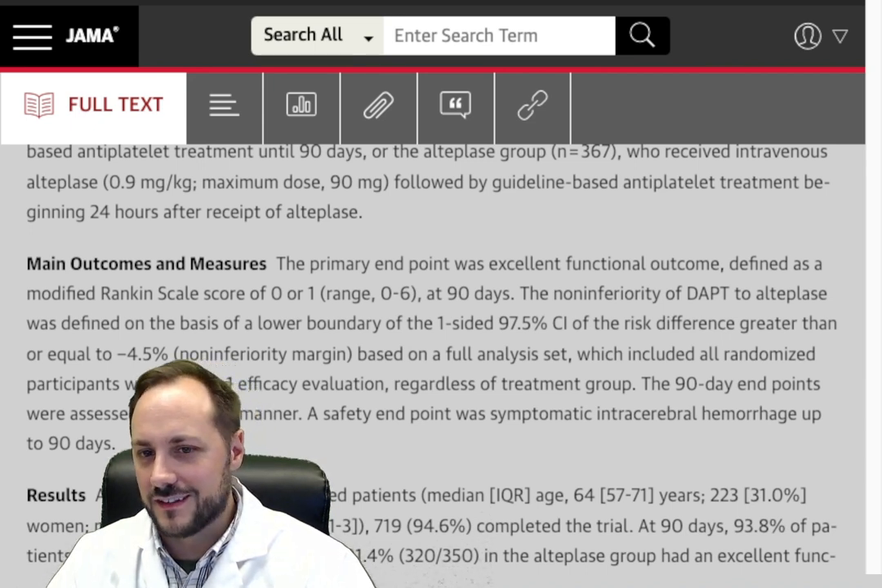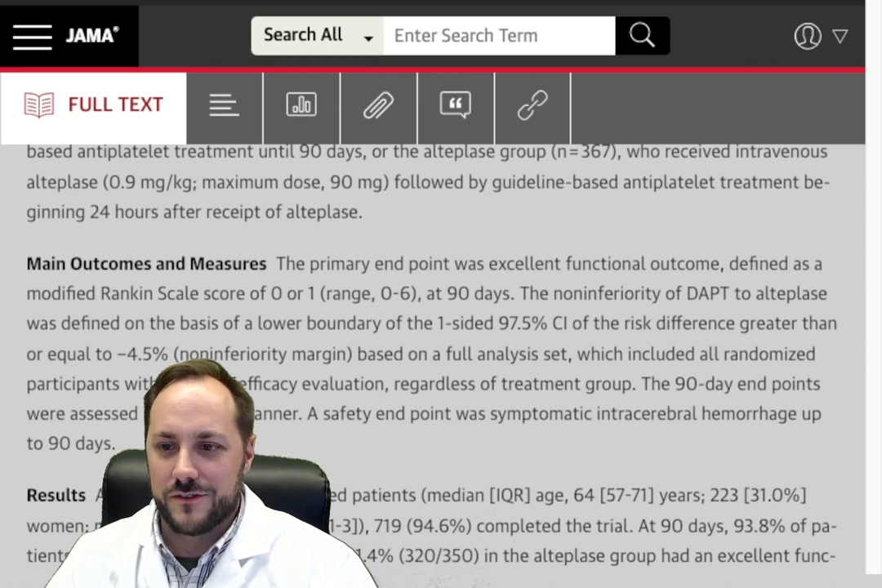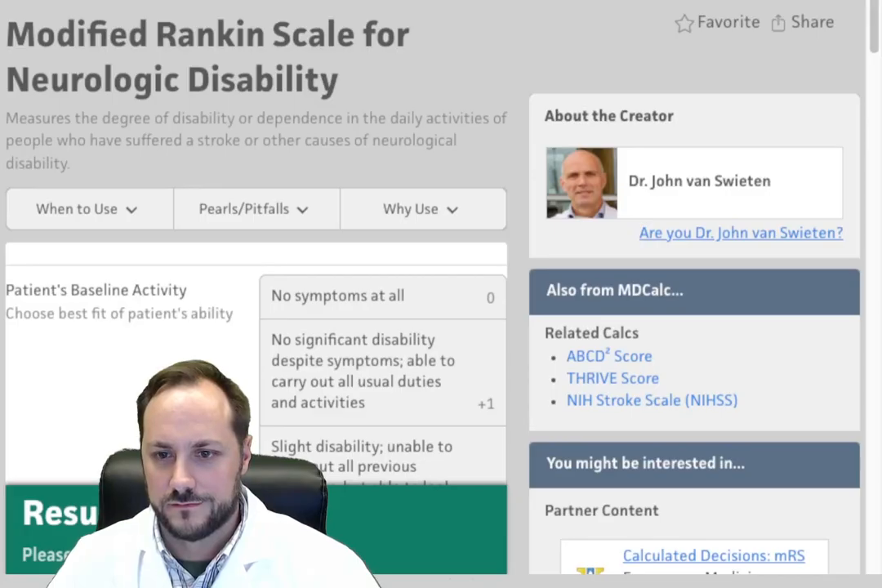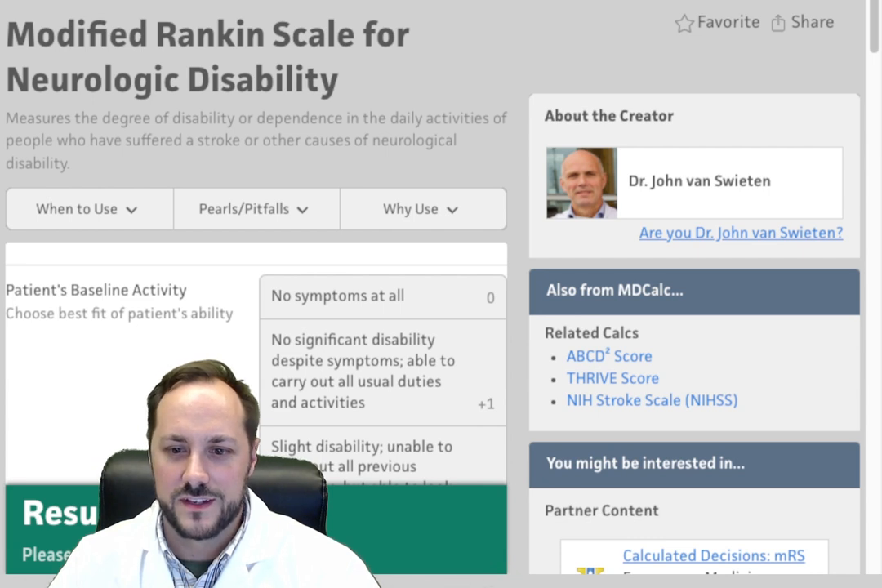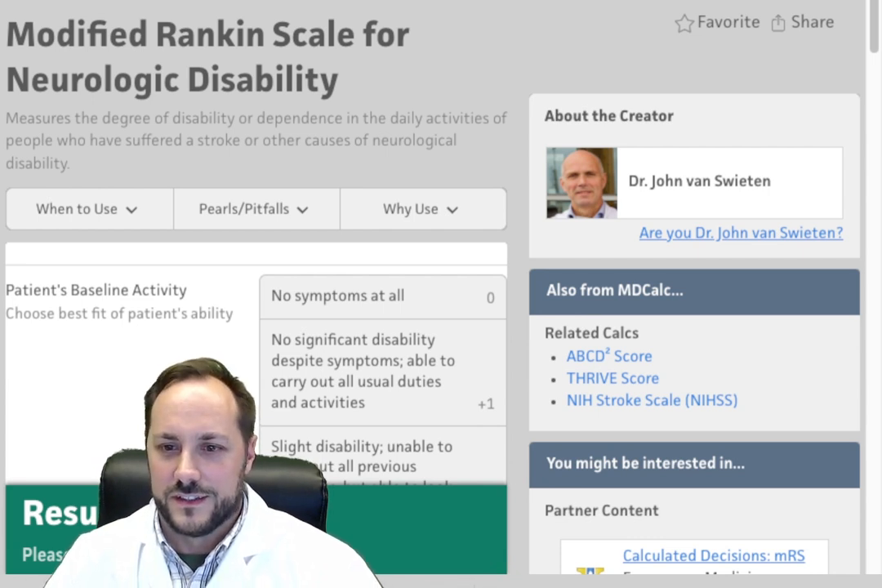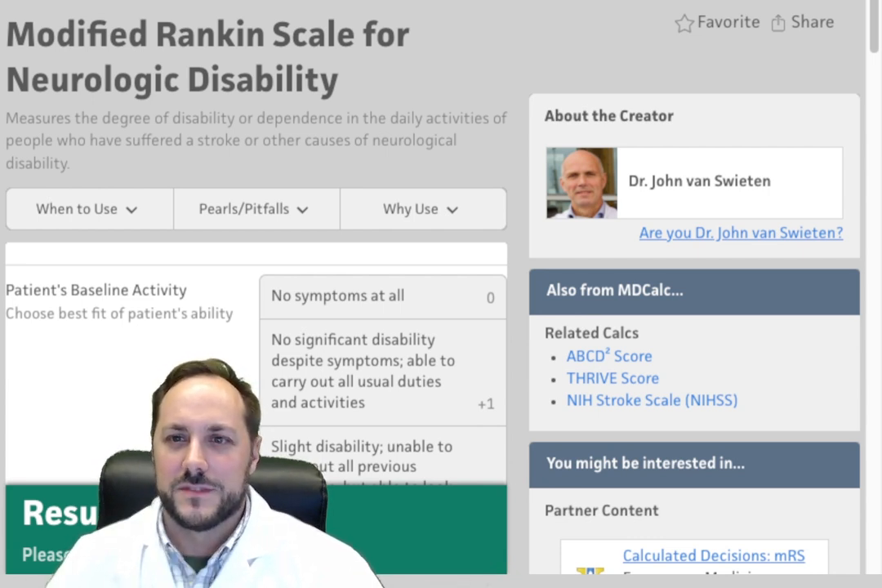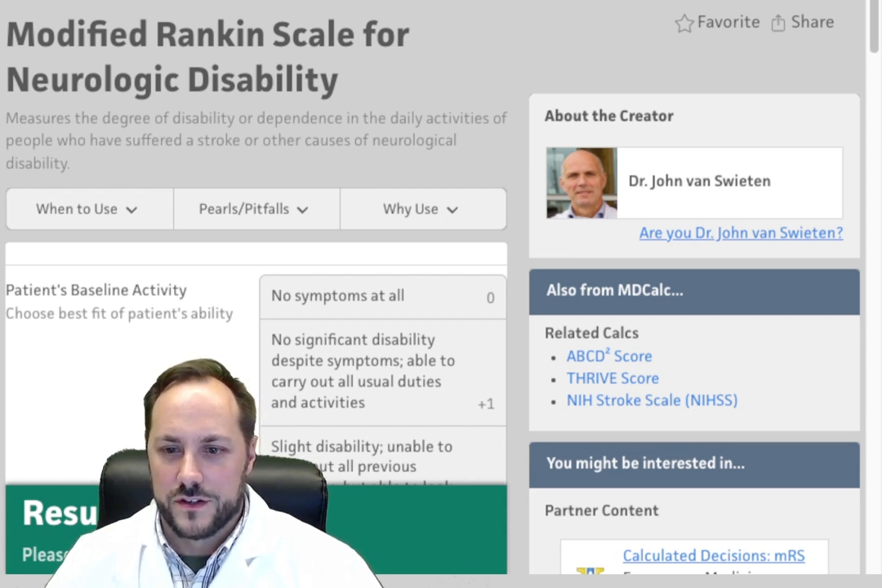So just to get distracted here for a minute, I'll show you what the modified Rankin scale is. Okay, so here is one of my favorite sites, which is MDCalc. You can look up all kinds of calculators for all these neurological scores on your stroke patients. This would be the modified Rankin scale for neurological disability. It's very simple, but it's very relevant.